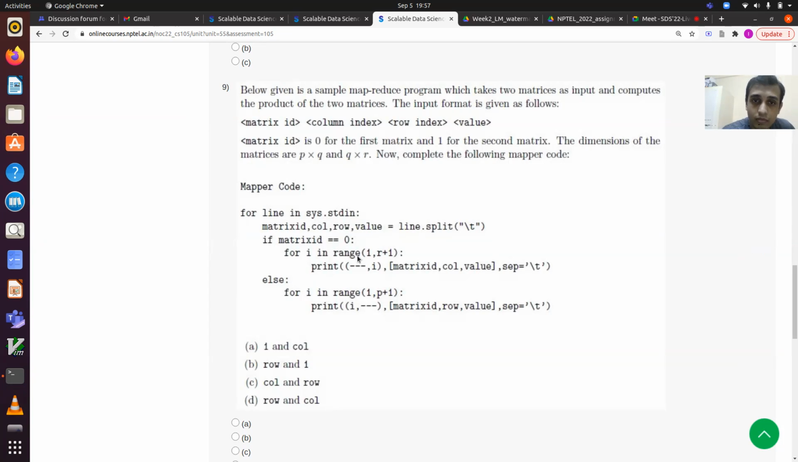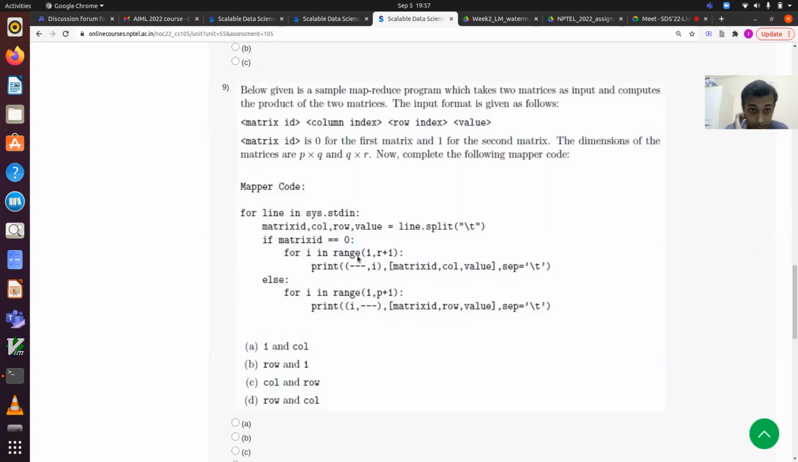Reducer will do that, but for that you have to send the right data to the right reducer, right? And for that, you have to fill out this mapper. There is missing information in this mapper. Okay, sir. I will do this.